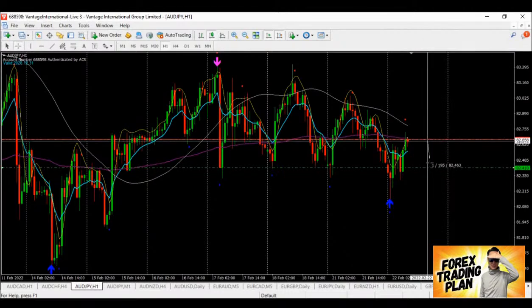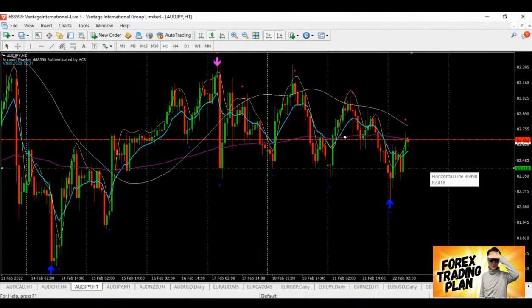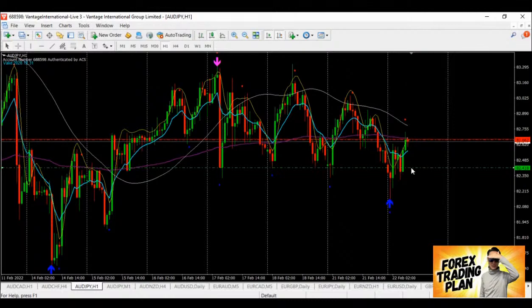From the resistance to the support, we have 23 pips. So yes, you can sell from there. That's how you're going to sell for Aussie yen. I will put Aussie yen into my list since it's in the bear trend, and we know how we are going to trade. Am I clear with this?